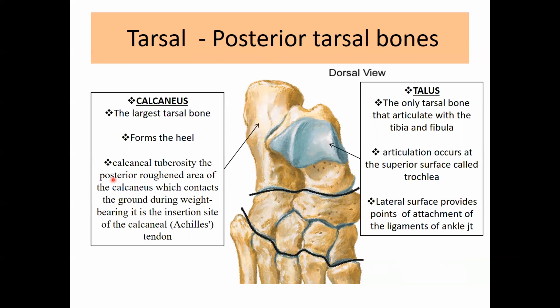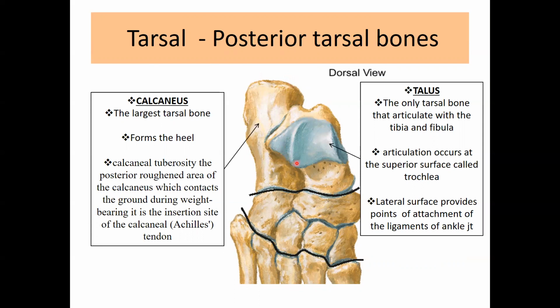Calcaneal tuberosity, the posterior roughened area of the calcaneus which contacts the ground during weight bearing. It is the insertion site for the calcaneal or Achilles tendon. Down here, back here, is the site of insertion of the calcaneal tendon or Achilles tendon.